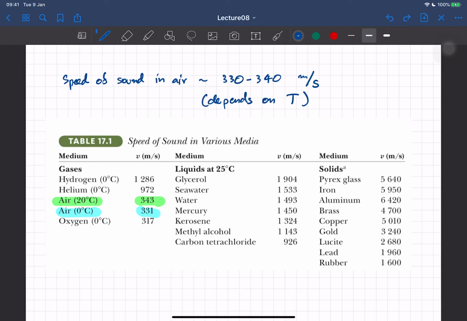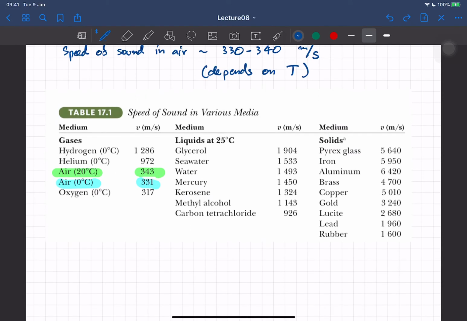Okay, and I mentioned earlier that a sound wave can also travel in liquid, right? So if you have different kinds of liquid, then you can look at the different numbers of velocity. And in solid, you can also have sound wave travel in solid. So generally speaking, if you have a very stiff, very hard material, the sound velocity will be higher.